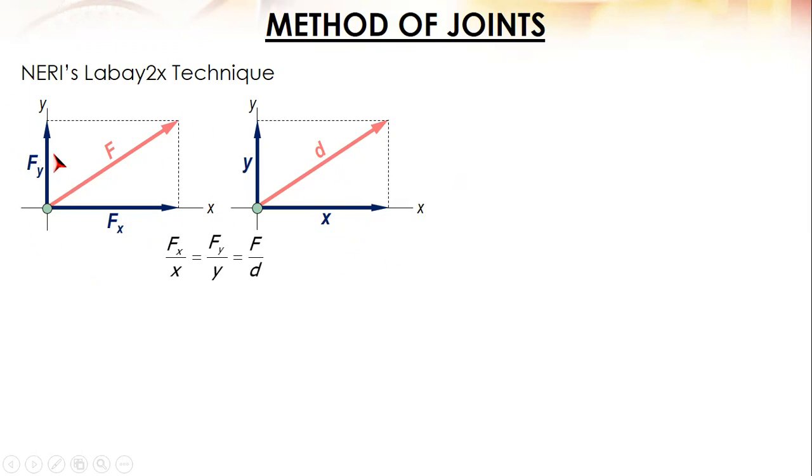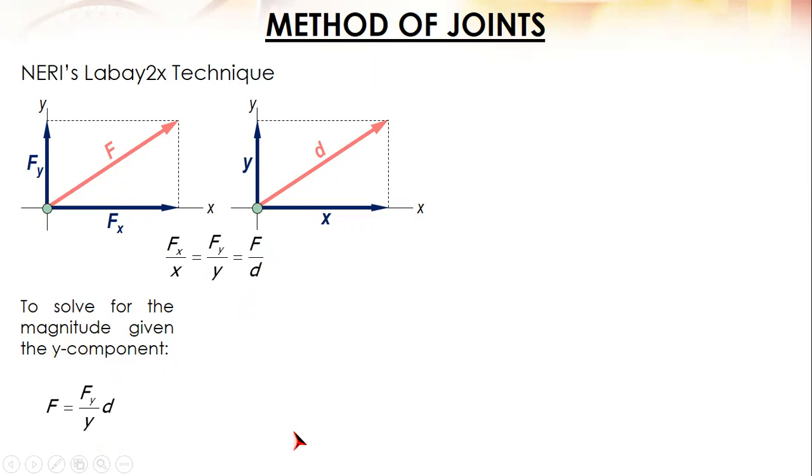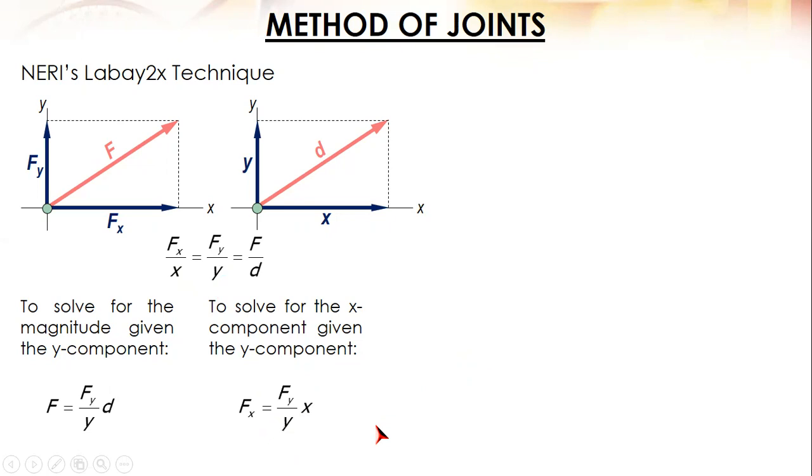Now, for the forces, usually the y component is given, because the forces are vertical. So, how are we going to solve for the magnitude as well as the x component? We will make use of this proportion. To solve for the resultant given the y component, how to solve for F? Consider these two. Then your F is Fy over y times d. Similarly, to solve for the x component given the y component, focus on this. Then Fx is equal to Fy over y times x.